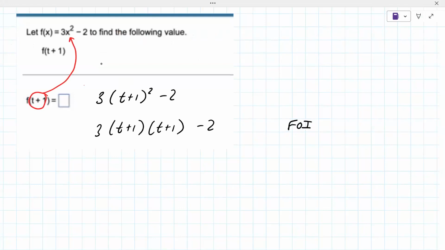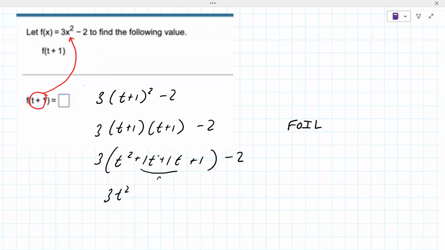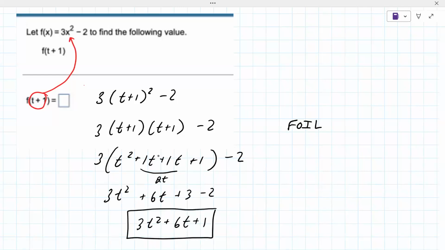You do have to FOIL this. You cannot just apply some rule that isn't correct. FOIL is the only way to go here. So you get t squared plus 1t plus 1t plus 1. Everything's getting multiplied by 3, so 3t squared, and this is really 2t. When you multiply by 3, it's 6t plus 3 minus 2. 3t squared plus 6t plus 1 is your final answer.